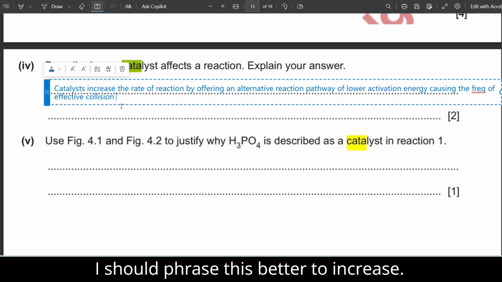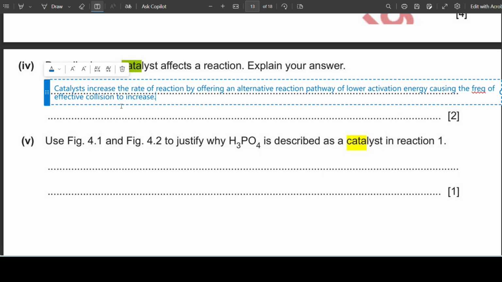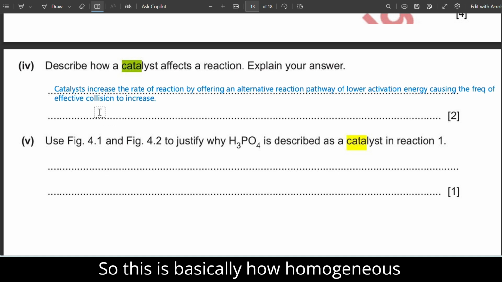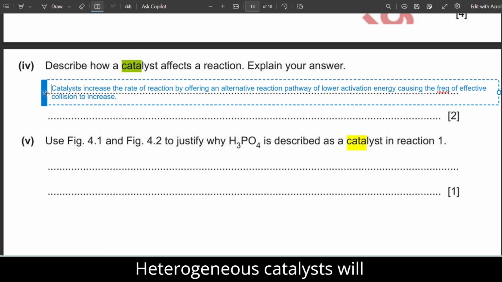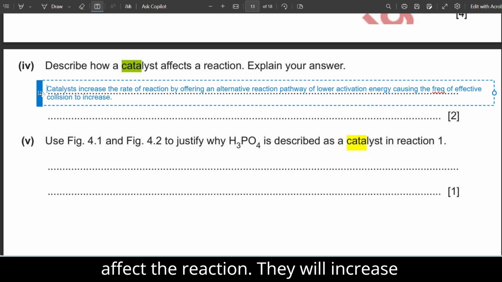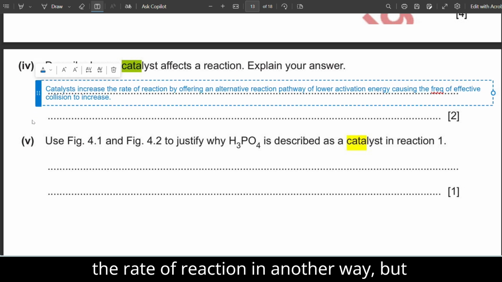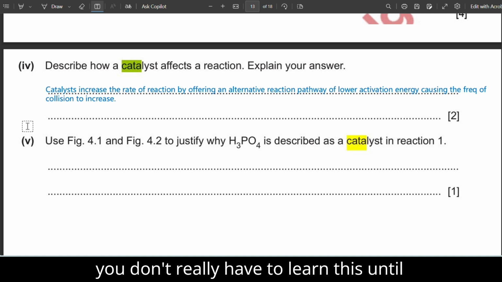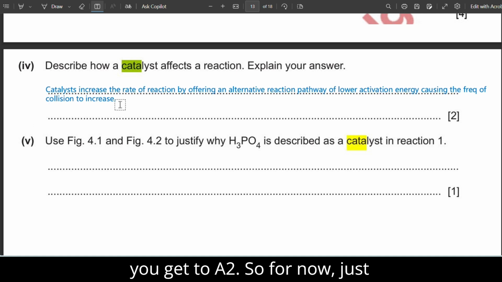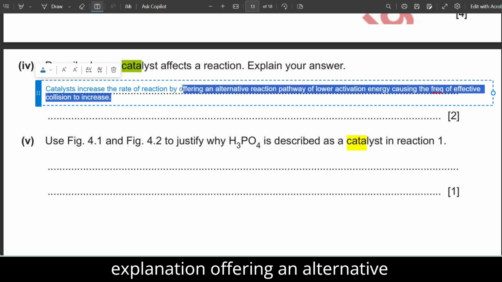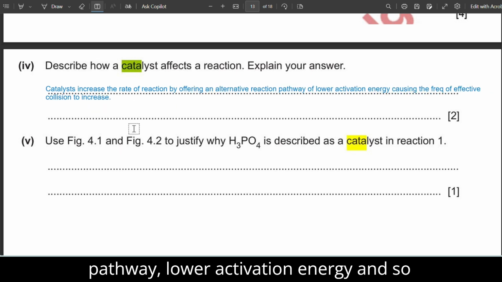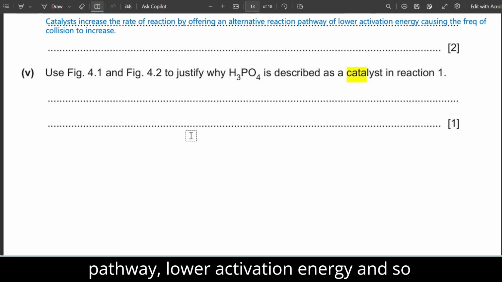I should phrase this better, to increase. So this is basically how homogeneous catalysts affect a reaction. Heterogeneous catalysts will affect the reaction, they will increase the rate of reaction in another way, but you don't really have to learn this until you get to A2. So for now, just remember this explanation, offering an alternative pathway, lower activation energy, and so on.